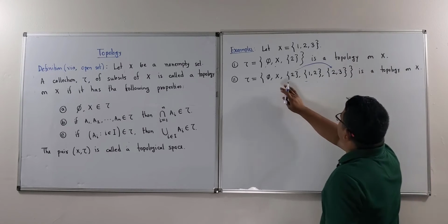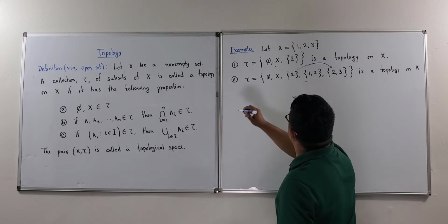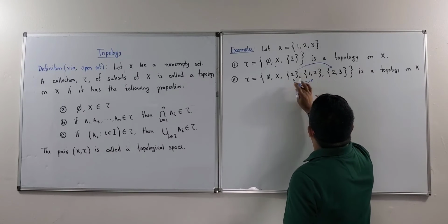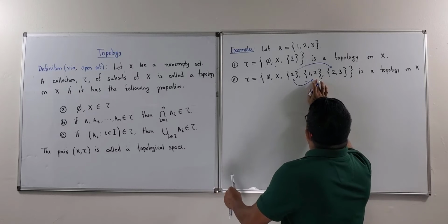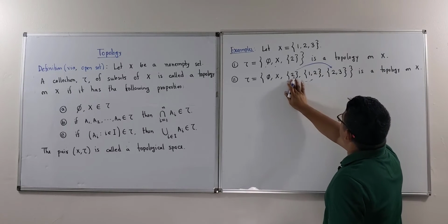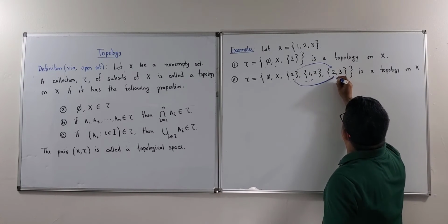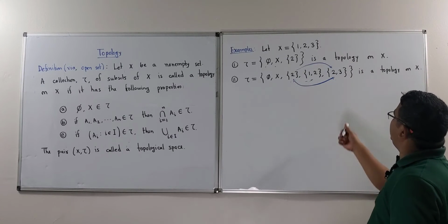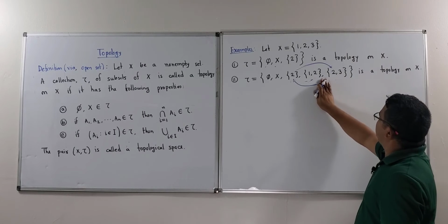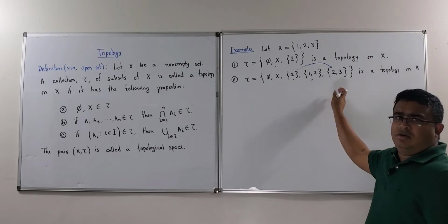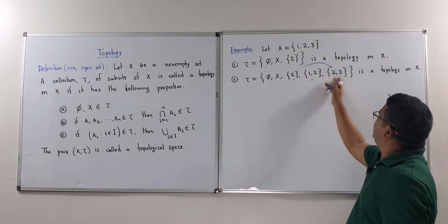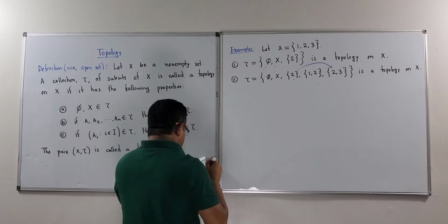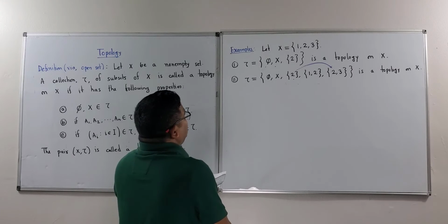If we consider unions, the union of this one and that one is 1 2, which is already here. If we consider the union of 2 3 and 2, their union is 2 3, and 2 3 is already here, okay. So you need to check for all elements, for all of them. So this is a topology.